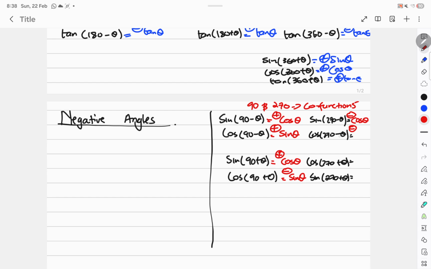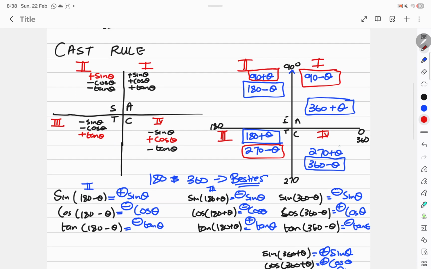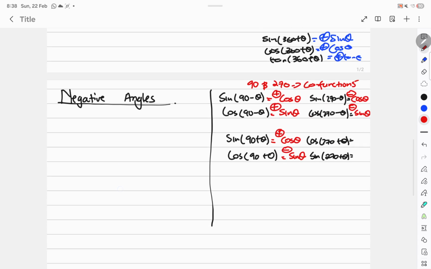270 minus is the third quadrant. How is cos there? It is negative, but it will change to sine. The cos of 270 plus is in the fourth quadrant. How is cos there in the fourth quadrant? Cos is positive, but it will change to sine. Remember, the original question is asking you about cos, not sine.